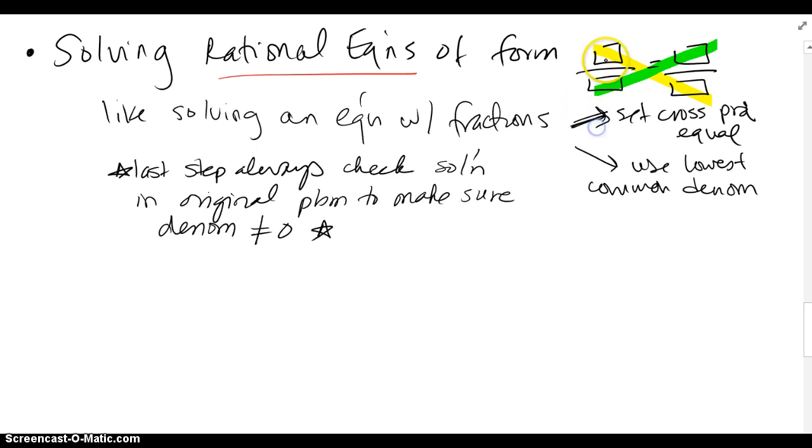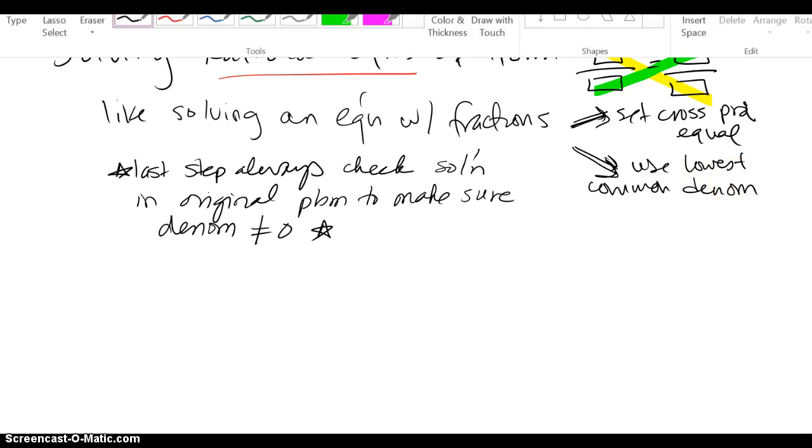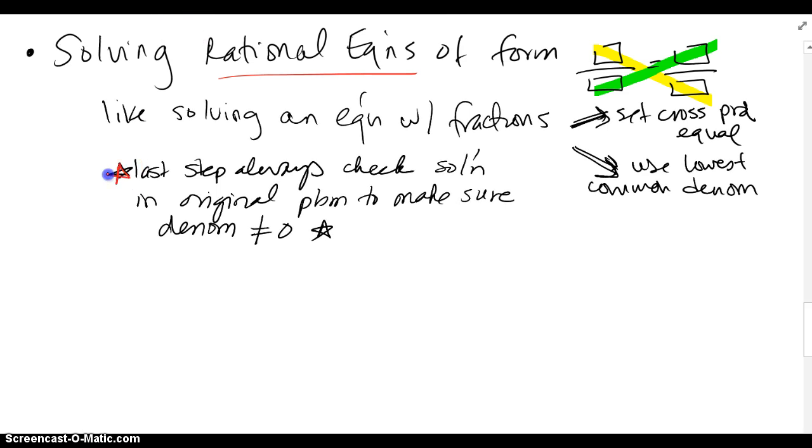We either set this cross product equal to each other and solve, or use the lowest common denominator, which would be the two factors in the denominator, to get rid of the denominators. Whatever we use, the last step in a rational equation is always to check your solution in the original equation or problem to make sure the denominator doesn't become 0. So that's always your last task.